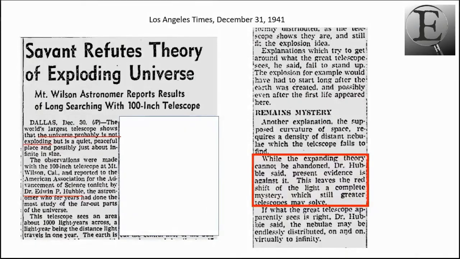Edwin Hubble is credited as the father of the expanding space model that is the basis of the Big Bang, but his actual views are more nuanced as articulated in various publications, including this one in the Los Angeles Times, December 31st, 1941. And it says here in the red box, while the expanding theory cannot be abandoned, Dr. Hubble said, present evidence is against it. This leaves the redshift of the light a complete mystery, which still greater telescopes may solve.